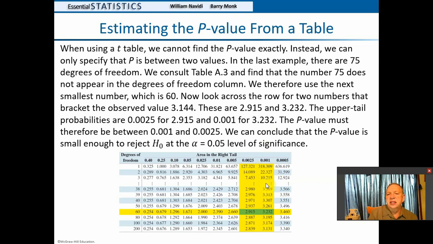This was for a right tail, so I would keep these numbers the same, and I would report it as somewhere between 0.001 and 0.0025. So we just keep that and not try to do any interpolation between the two values.